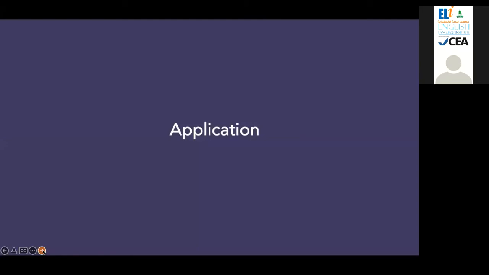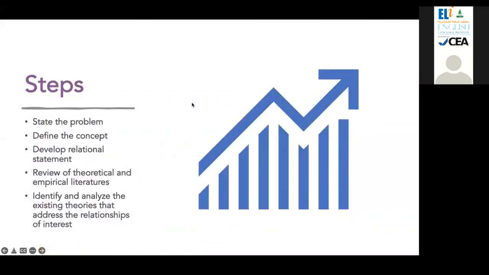Now, application. I hope by now that the picture is clear to everyone. And we will look at how we apply that. What are the actual steps to select or to develop a theoretical framework? We have to first state the problem. Here I'm going to use the simple example that I started with, which is that my mom is upset. This is my problem.